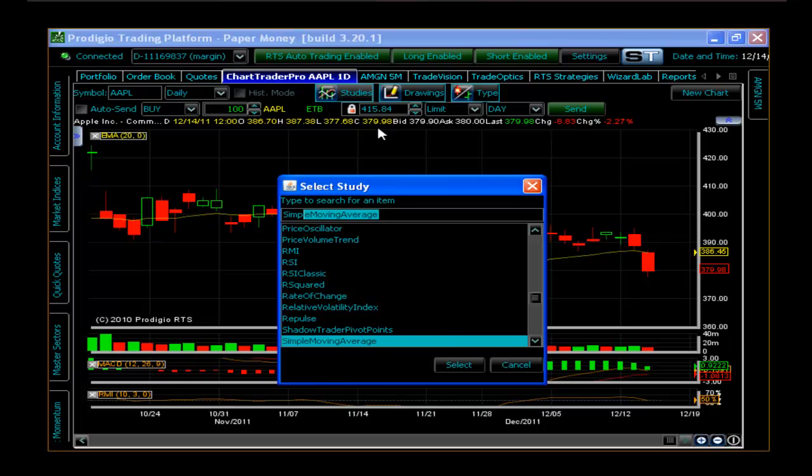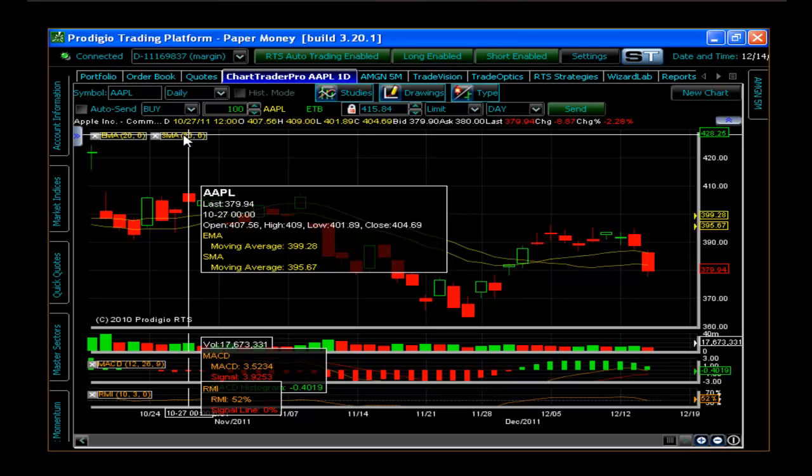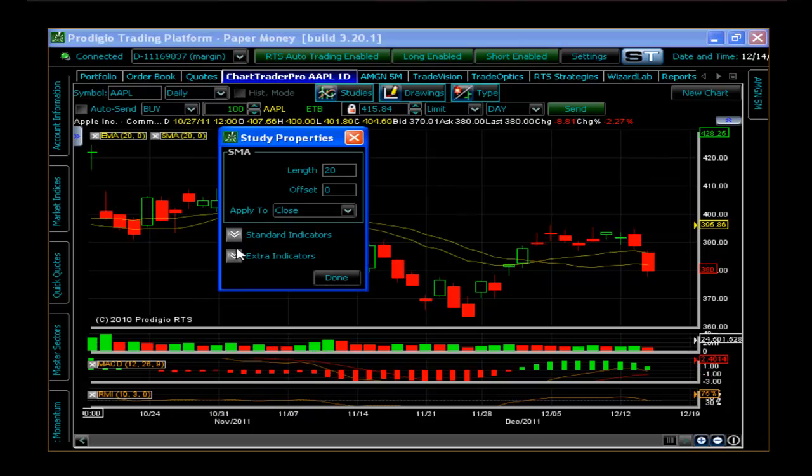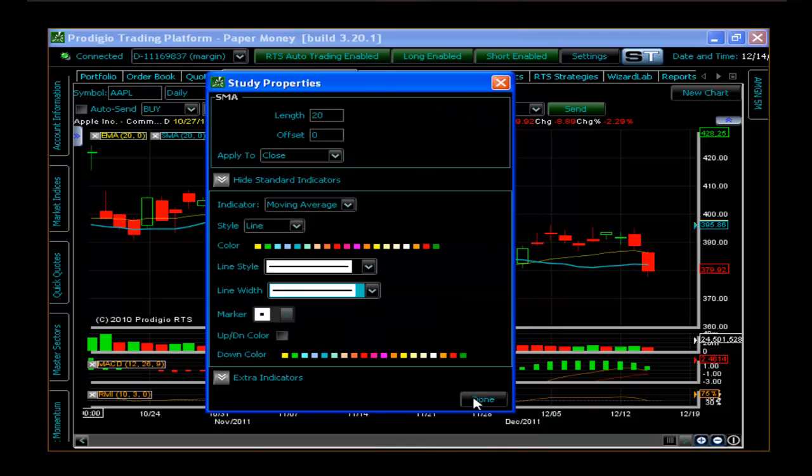Let's pull up simple moving average. And I can always, on these charts, tweak the parameters of these studies. So let me change the colors here. Let's make that a thicker cyan color. And let's make this first one a thicker yellow color.